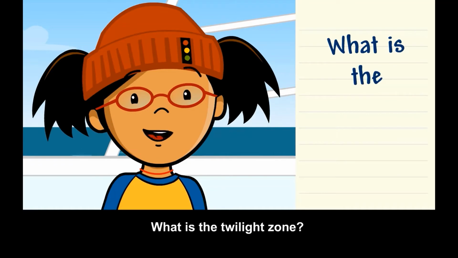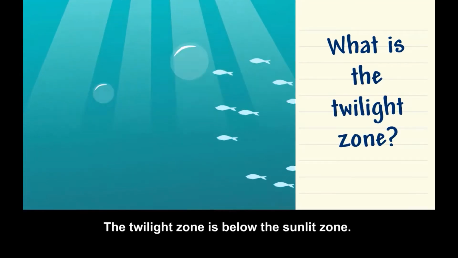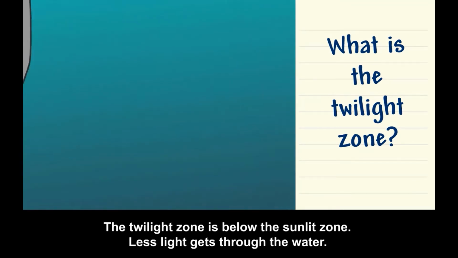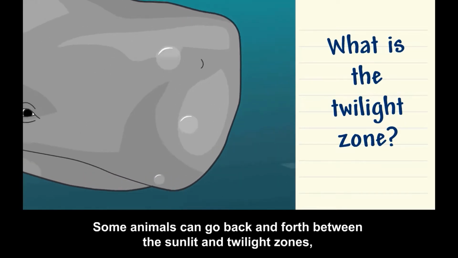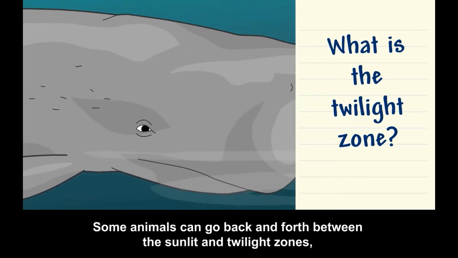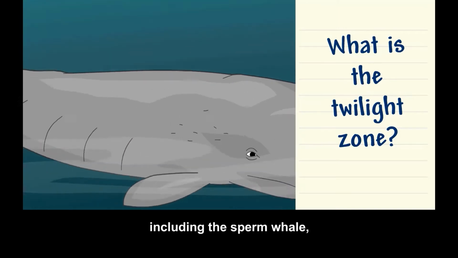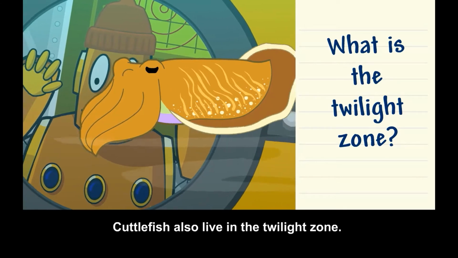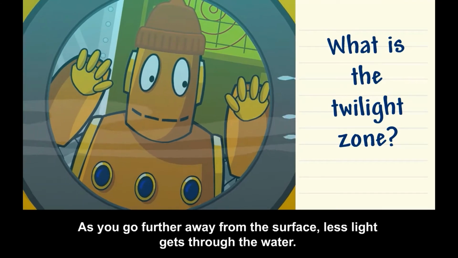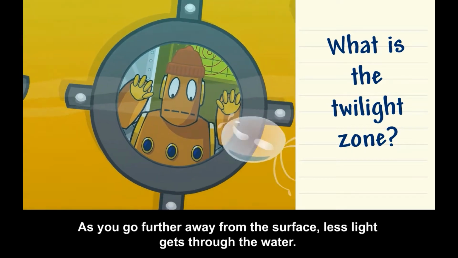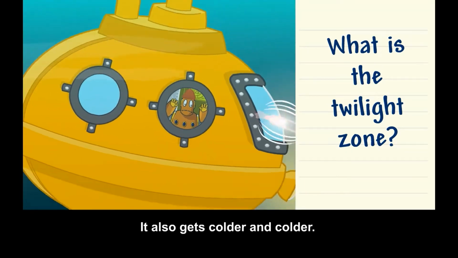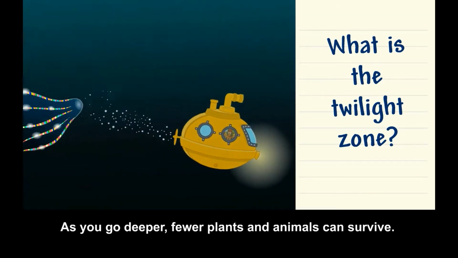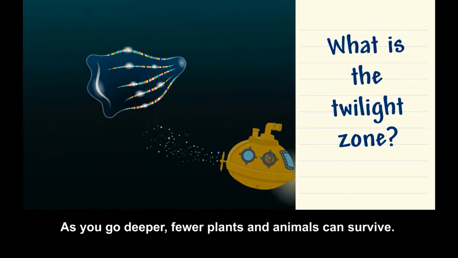What is the twilight zone? The twilight zone is below the sunlit zone. Less light gets through the water. Some animals can go back and forth between the sunlit and twilight zones, including the sperm whale and swordfish. Cuttlefish also live in the twilight zone. As you go further away from the surface, less light gets through the water. It also gets colder and colder. As you go deeper, fewer plants and animals can survive.